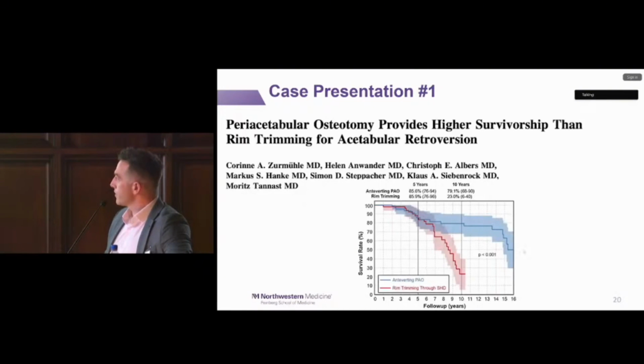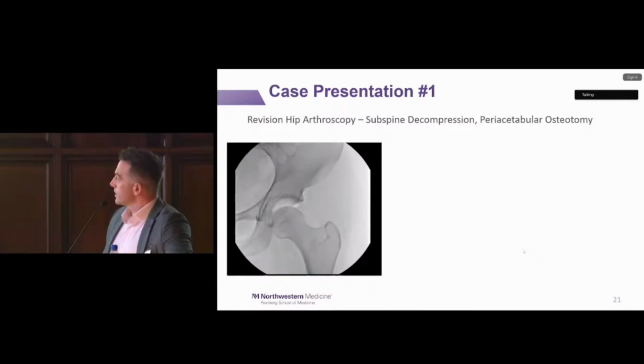So I talked to her about both. Actually gave her this paper, talked about shared patient decision making. Mike touched on this a little bit earlier, so I won't go super in depth, but the Swiss compared their outcomes of rim trim through a surgical hip dislocation versus an anteverting PAO. Seemed to be pretty similar during the first 5 years, but the results don't seem to be durable. The anteverting PAO seemed to perform better over time than a rim trim. You worry about destabilizing the socket, taking some bone away in the front if you already have a deficient posterior wall. So she elected to do all of it.